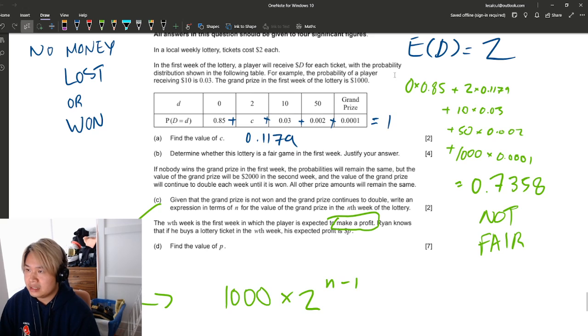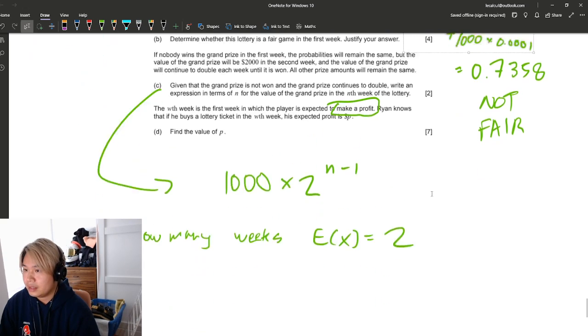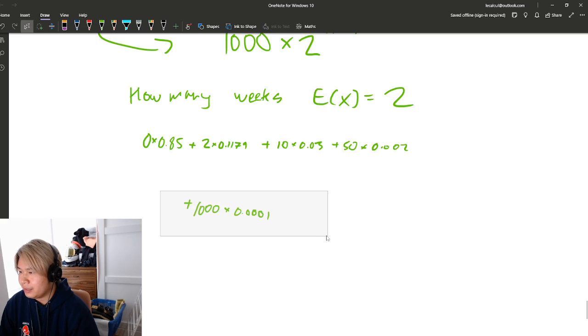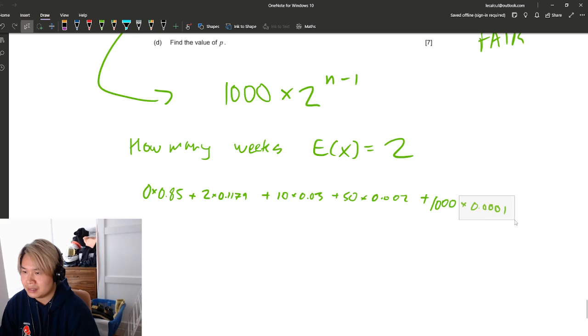So here is my expected value formula. Except one thing is changing. And that is the last term. Because the grand prize is no longer 1,000, right? It's 1,000 times 2 to the power of n minus 1.